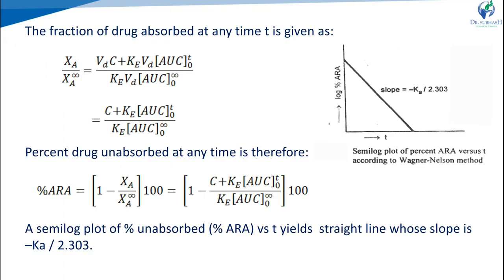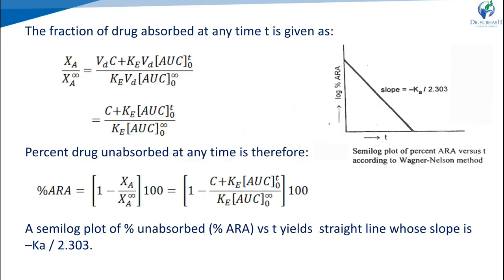Now the percentage of drug unabsorbed or remaining to be absorbed at any time. So percentage ARA is equal to 1 minus the fraction of drug absorbed, that is Xa upon Xa infinity, and to get the value in percentage we multiply by 100. We put the value of the fraction of drug absorbed, Xa upon Xa infinity, into that equation. So the equation becomes percentage ARA is equal to 1 minus C plus Ke AUC 0 to t, upon Ke into AUC 0 to infinity, into 100.